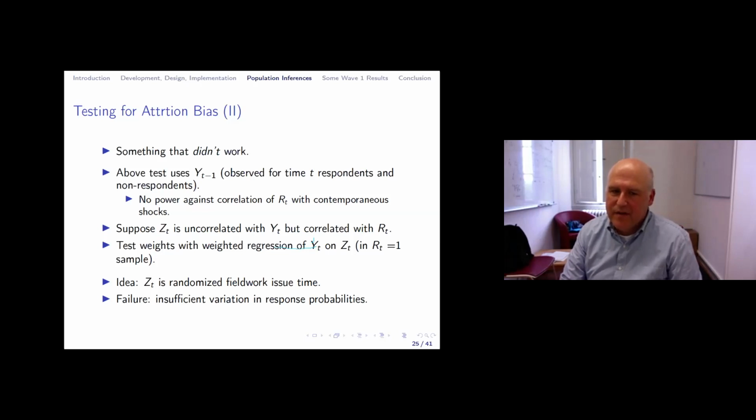Our idea was to use for ZT a randomized aspect of the field work. We randomized the time at which people were invited to join the survey. Everybody was invited on the same day, but they were invited in batches at different times of day, and we randomized that. That generated something that's, by construction, uncorrelated with, for example, income at the time of the survey, because it was randomized, but potentially could be correlated with response probabilities. So that was our idea, but it failed because we failed to generate sufficient variation in response probabilities.